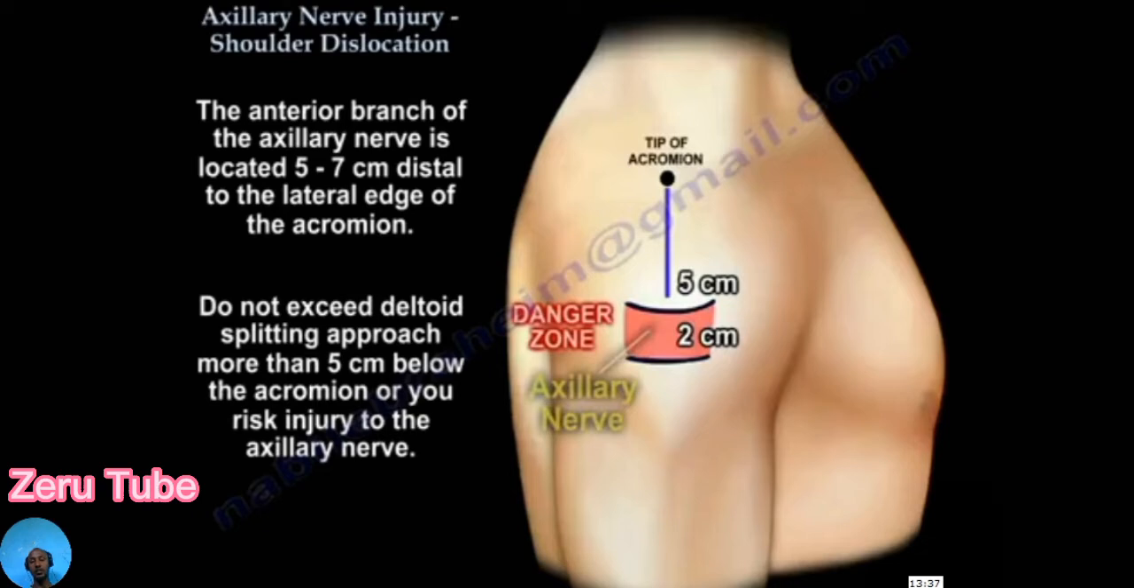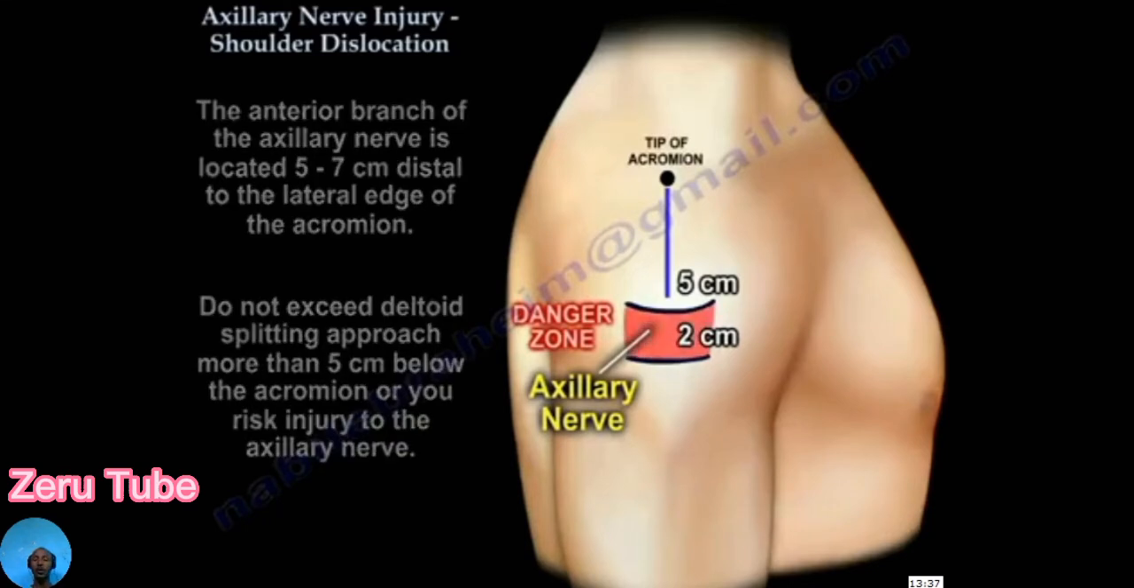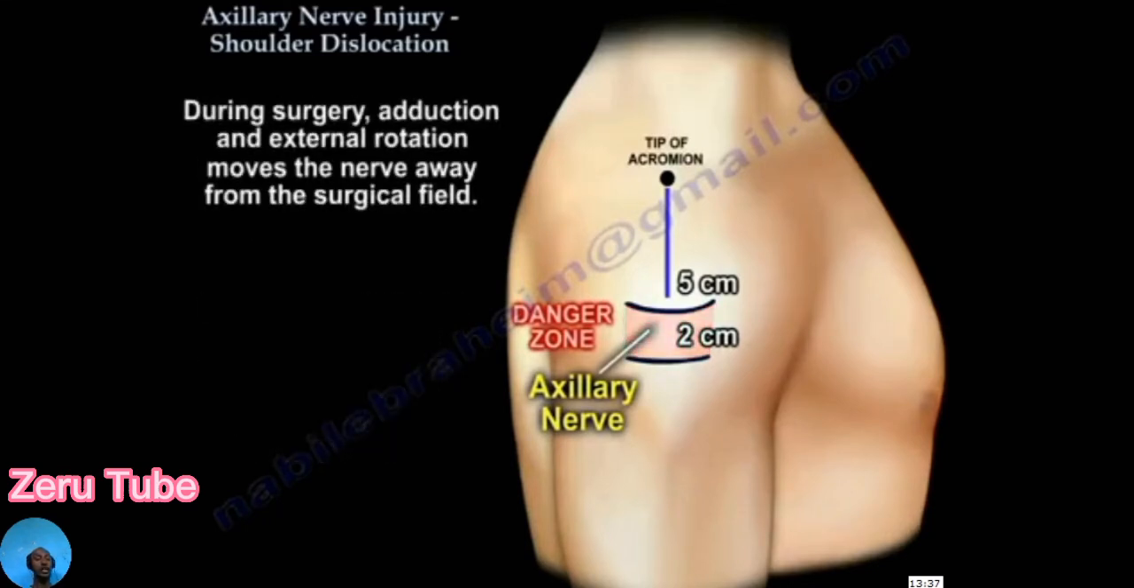We should take care here, because the axillary nerve and the posterior circumflex artery are commonly affected. They can easily be damaged, so when using any surgical procedure, medication, or syringe in this area, we should be very careful, because they can easily damage the axillary nerve.